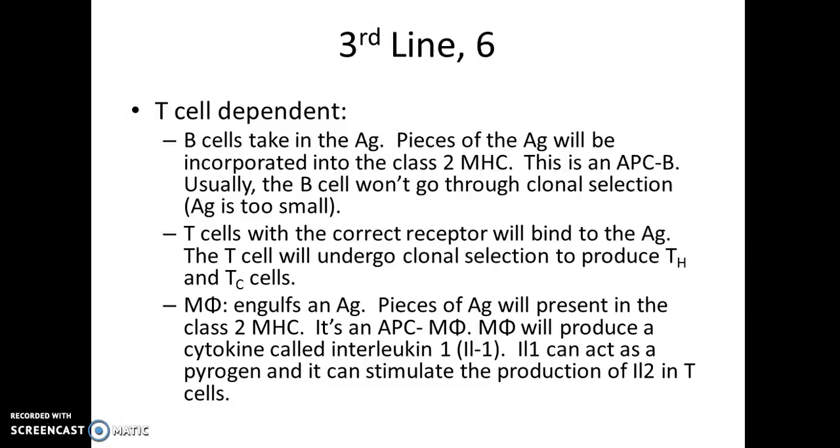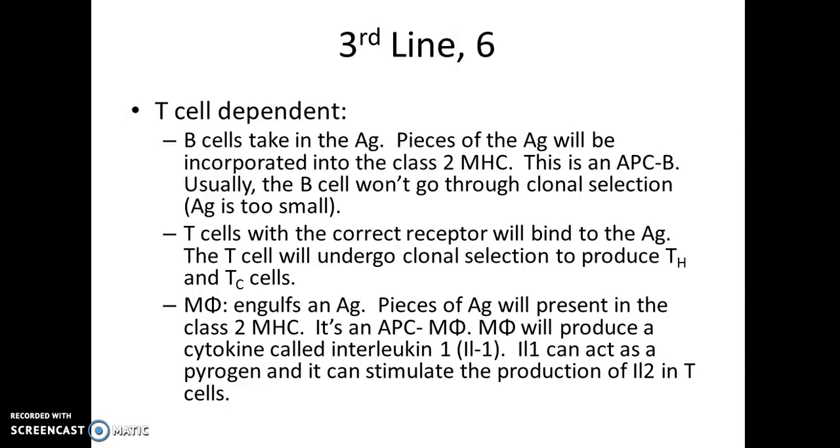At the same time, the macrophage takes in the antigen. Pieces of the antigen will be present in the class 2 MHC. It is now an APC macrophage. In addition, the macrophage will produce a cytokine called interleukin-1, and that can act as a pyrogen, which can cause you to have a fever, reset the hypothalamus, and can also stimulate the production of IL-2 in T cells.